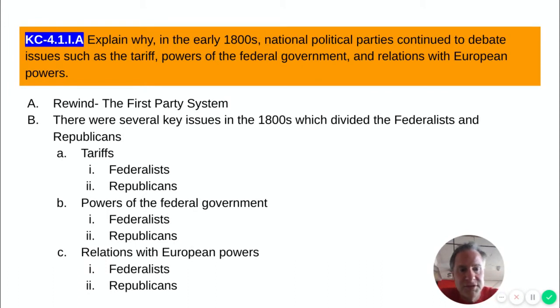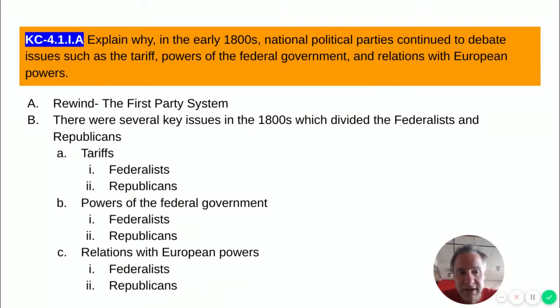system was established during the Washington and Adams administrations, and it divided politics into the Federalists under Hamilton, who were the commercial elite, and the Republican Party under Jefferson and Madison, who were more for the working class people. There were several key issues that differentiated the two parties in the 1800s.